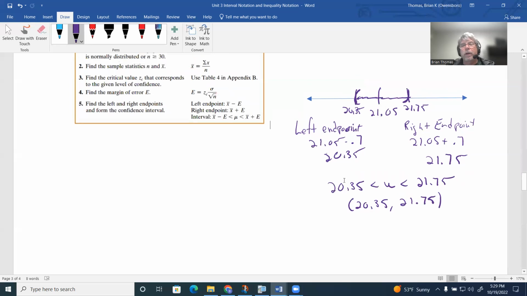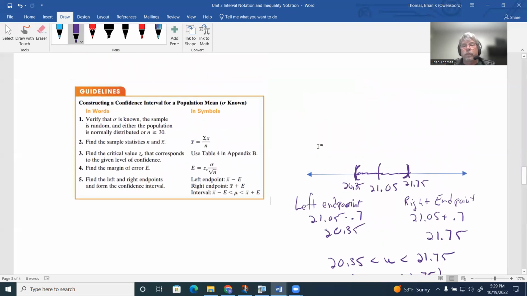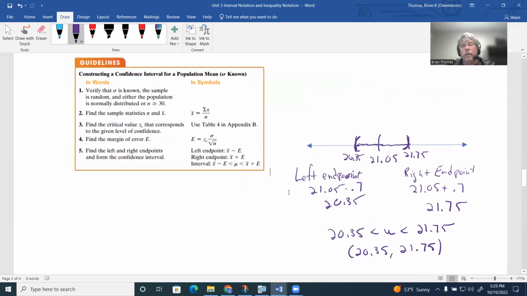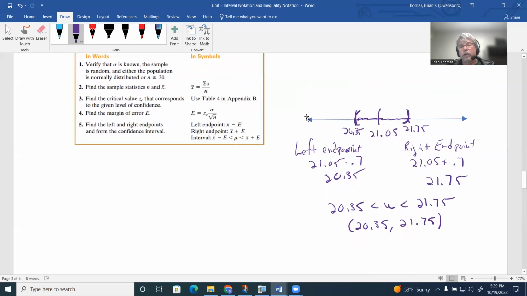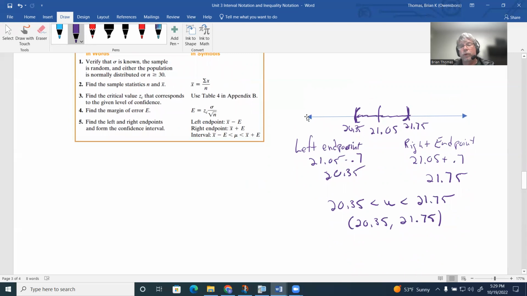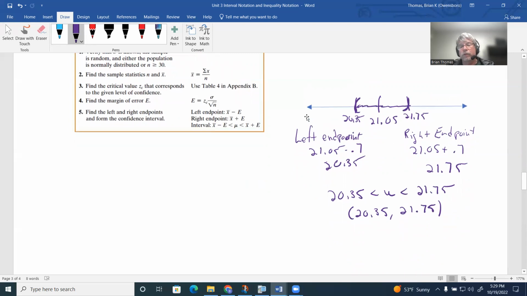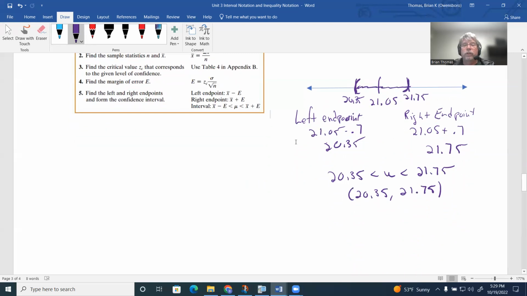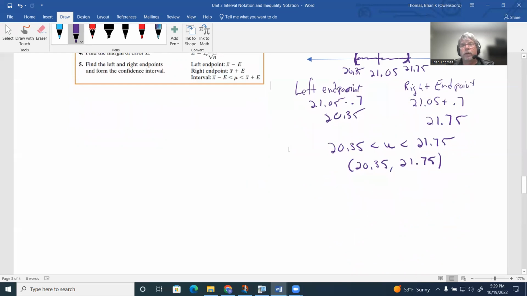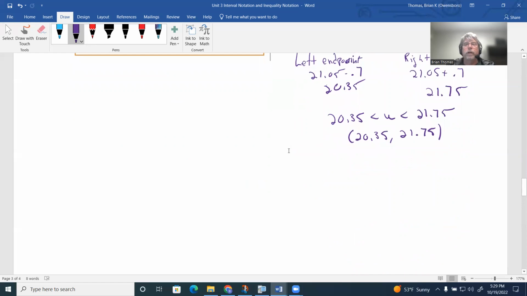So basically, we're 95% confident that the study hours for those student athletes should be between 20.35 and 21.75 hours. And again, we're talking about the population. So keep that in mind.